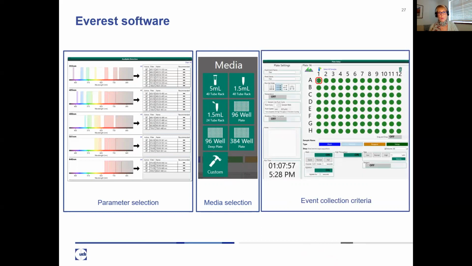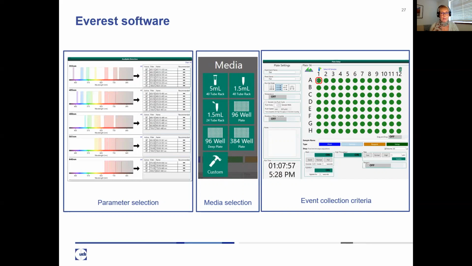And so this is where we set up the event collection criteria. Sample collection volumes or event numbers are allocated together with sample acquisition rates. You can allocate when and how long the plate should be agitated and the temperature that it should be kept at, anywhere from 4 to 37 degrees.